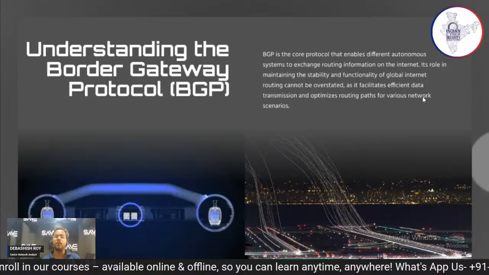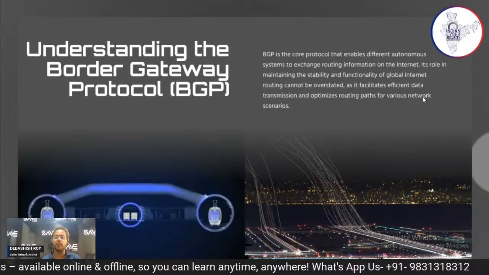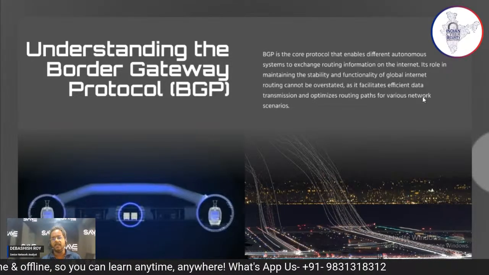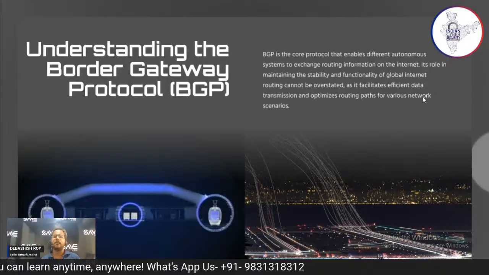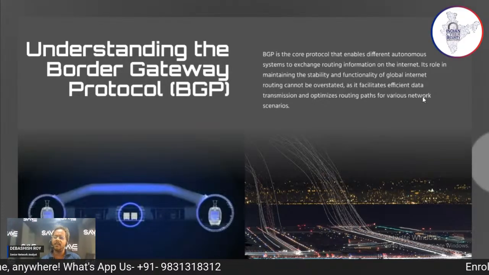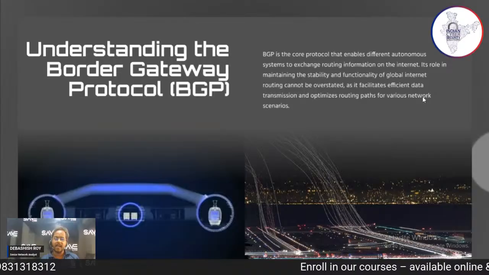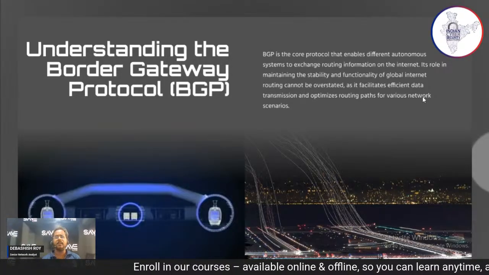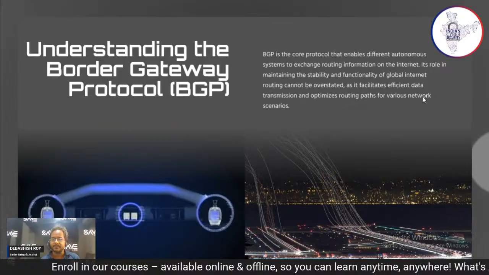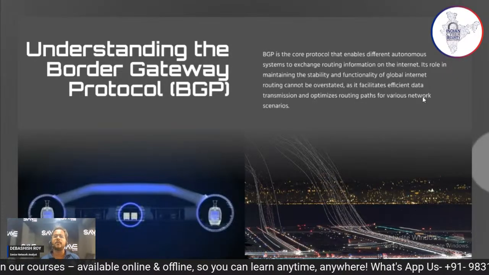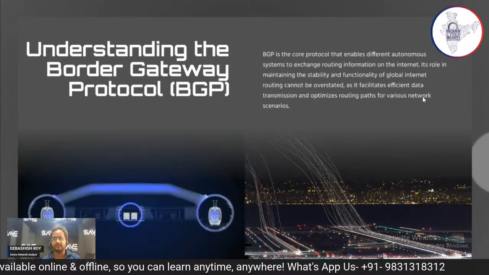It is used in the core layer of the internet, and its role in maintaining the stability and functionality of global internet routing cannot be overstated, because everywhere in the world you see every router has the Border Gateway Protocol now, and it actually handles over 40 million routes nowadays, and it facilitates efficient data transmission across various paths.